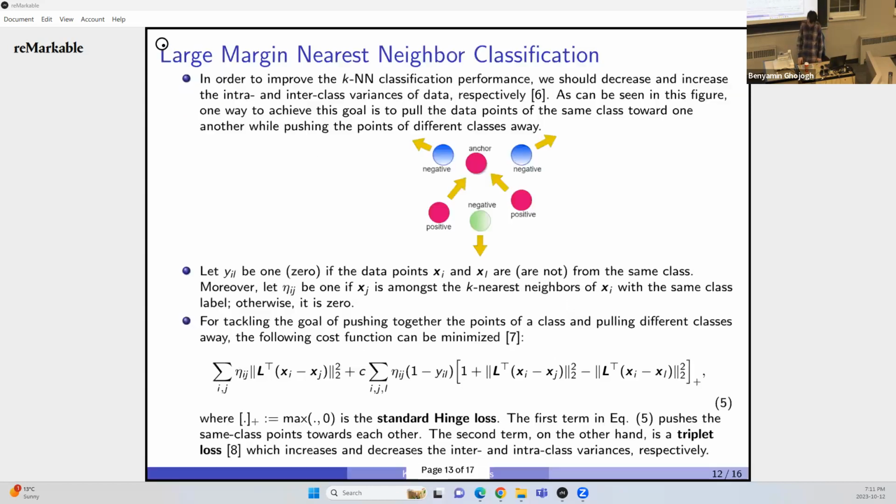So we talked about these. Now, starting this session: in order to improve the KNN classification performance, we should decrease the intra-class variances and increase the inter-class variances of data. Do you agree? So when my classes are confused with each other, what can I do to improve classification accuracy? I can make the classes less confused. How do I do that? I have two options. Either I decrease the variances of classes, or I increase the variances between classes, right? Or I do both, right?